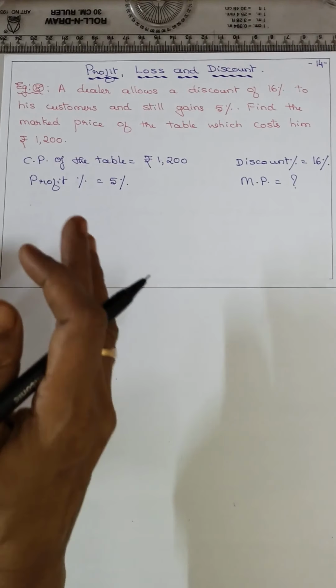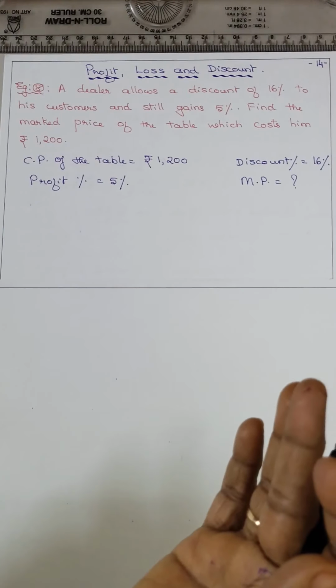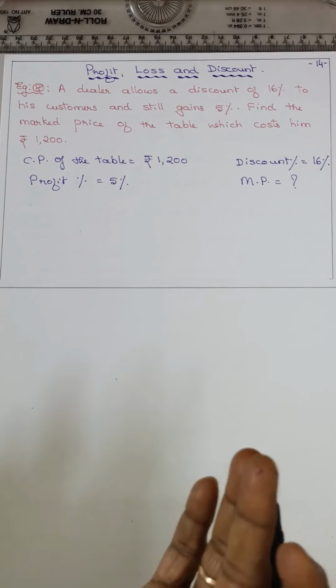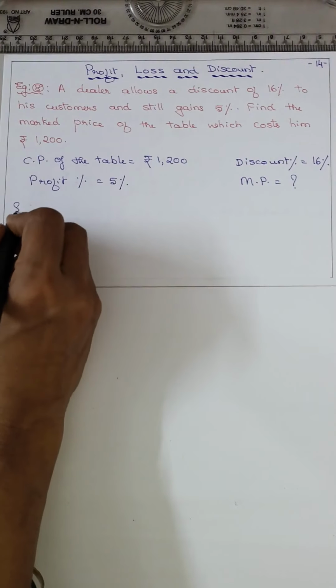Okay, first of all you have to write in these two sections whatever is given and what we have to find out. You have to understand and write, then proceed. Okay, now put the formula.